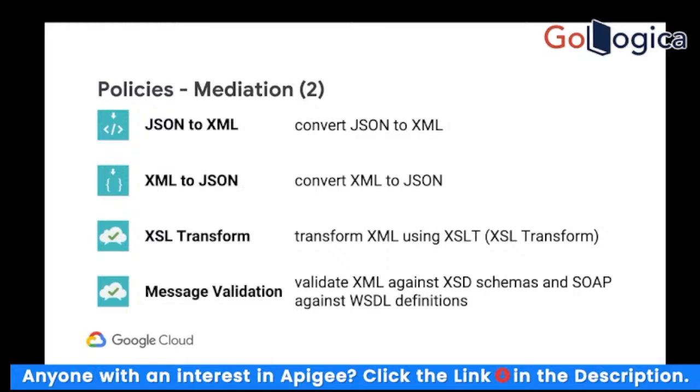Then there are the message validation or SOAP message validation policies to validate the SOAP request. If there is a SOAP request, we validate it against an XSD or schema, or a WSDL file and all. But again, this is very rarely used because Apigee is more of a REST kind of thing. So we do not expose SOAP services through Apigee, at least not that I have seen. So this policy is very rarely used.